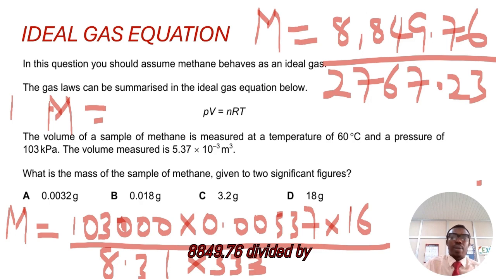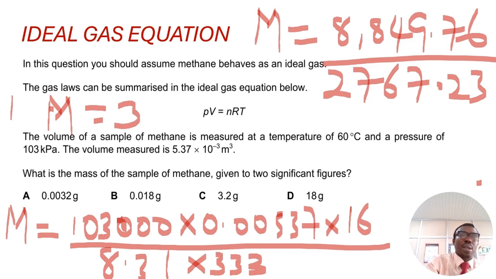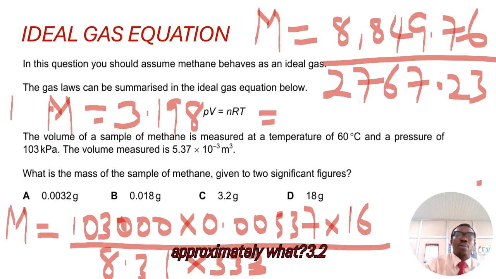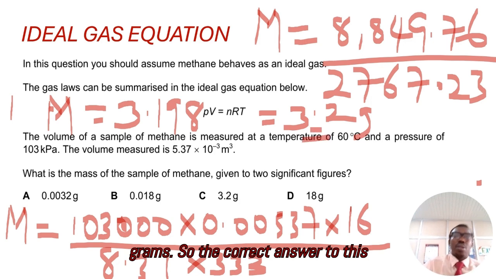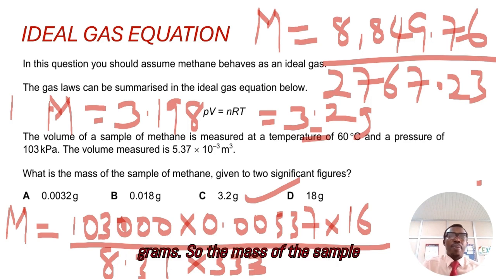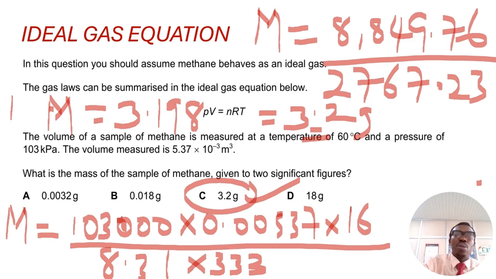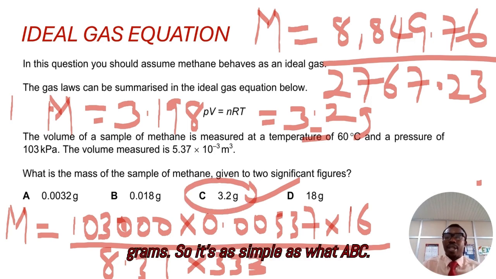So the mass now will be equal to 8,849.76 divided by 2767.23. So you have 3.198, which is approximately what? 3.2 gram. So the correct answer to this question is what? C, which is 3.2 grams. So the mass of the sample of methane given to two significant figures is 3.2 grams.